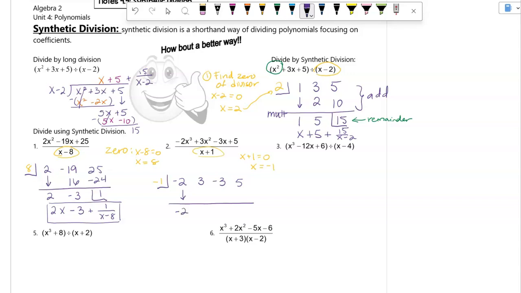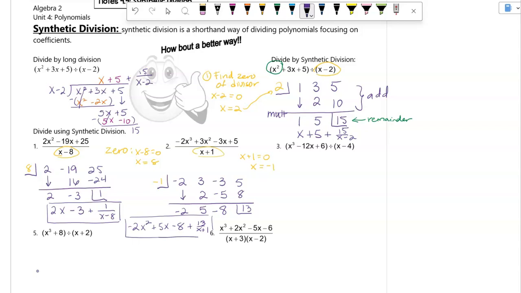So negative 2 times negative 1 is positive 2. We're adding, so we get 5. 5 times negative 1 is negative 5. Negative 3 and negative 5 is negative 8. Negative 8 times negative 1 is positive 8. So we get 13. So now we just have to translate that to an answer. So that's going to give us our answer here, which I haven't left a lot of room for, but negative 2x squared plus 5x minus 8 plus 13 over x plus 1.